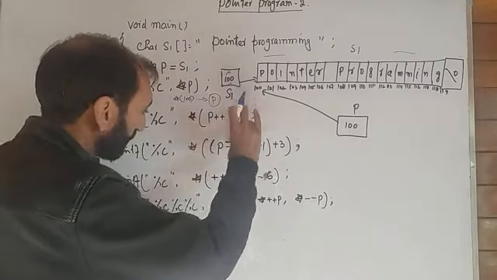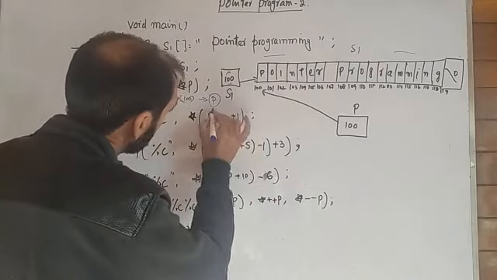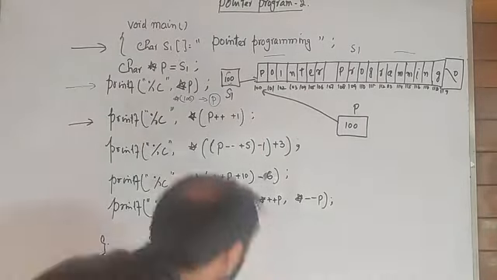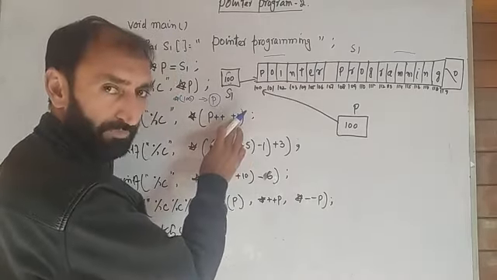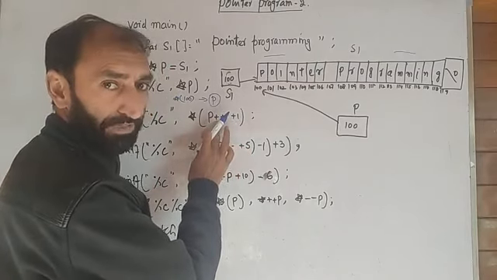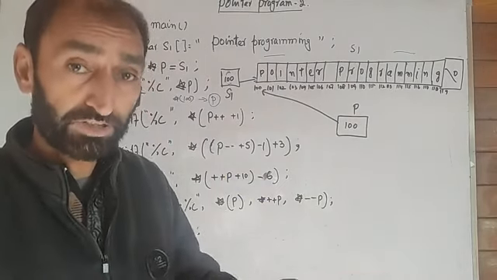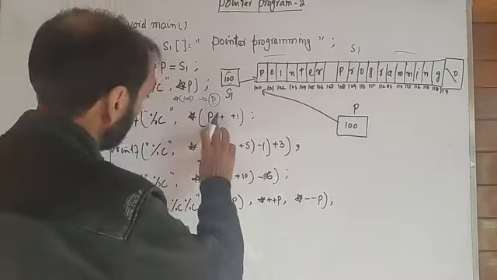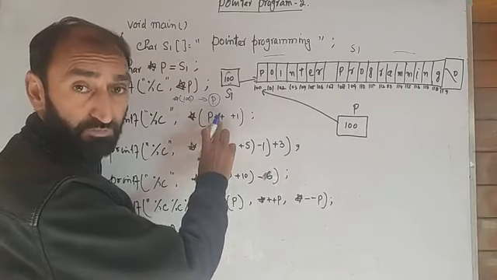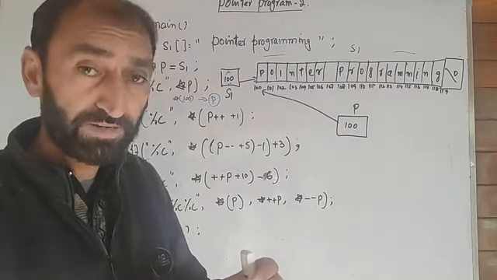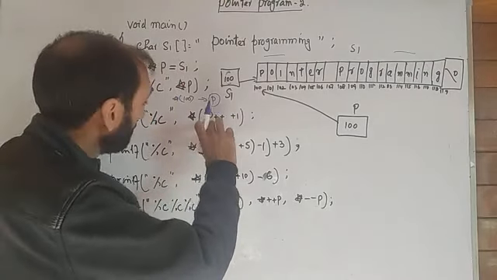Because the brackets have higher precedence, this expression gets evaluated first. That means p++. This is the arithmetical binary operator, and this is the increment operator. We know that increment operators have higher precedence than the binary arithmetic operators, binary plus and binary minus. So first this will get executed. P++ is a post increment. We know in post increment, first the value is returned, then the pointer variable will get incremented.